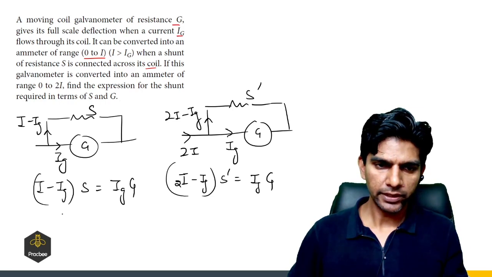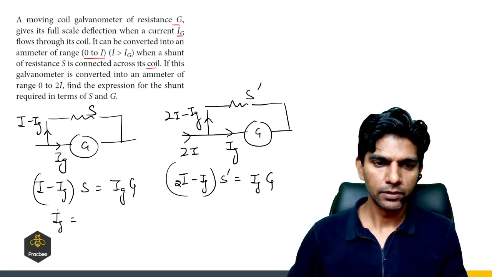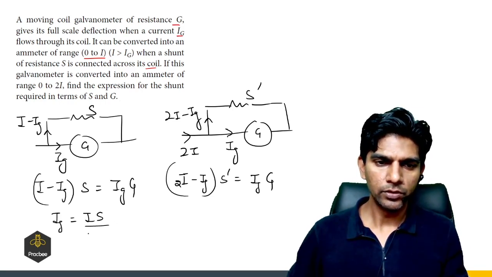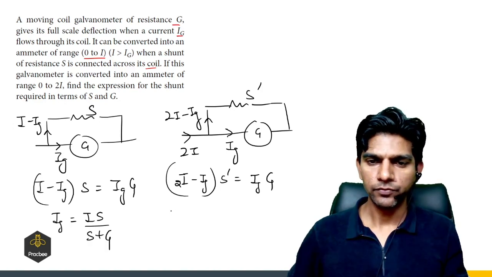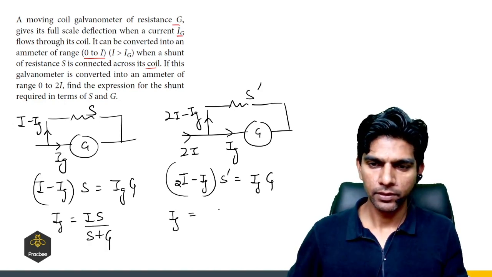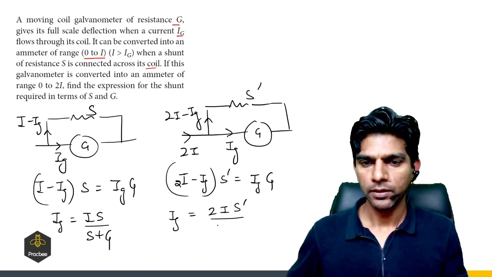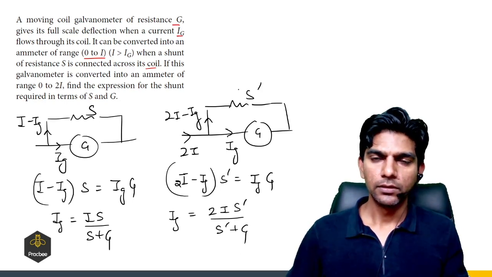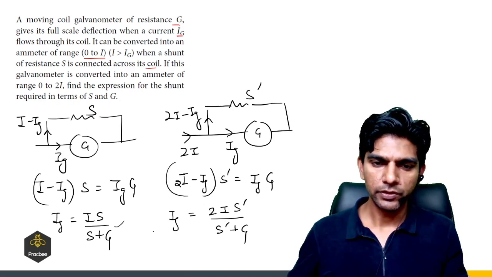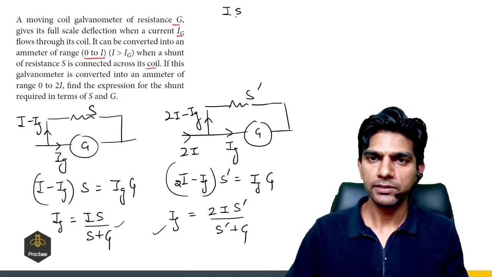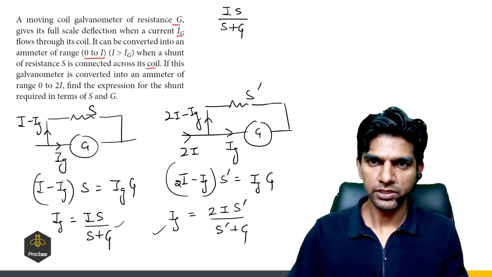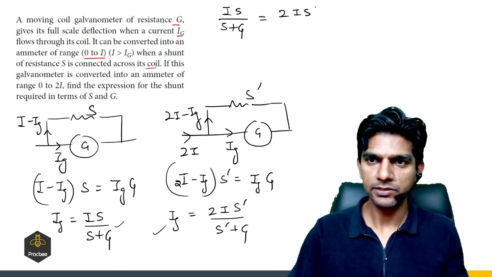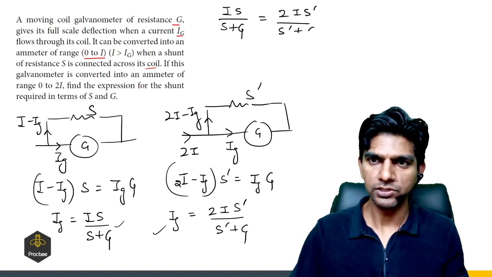Okay, right. So from here I can say Ig will be Is upon S plus G, and from here Ig will be 2I S prime upon S prime plus G. Okay, so let us equate these two equations. So Is upon S plus G should be equal to 2Is prime upon S prime plus G.